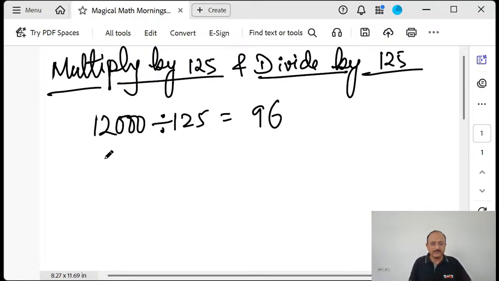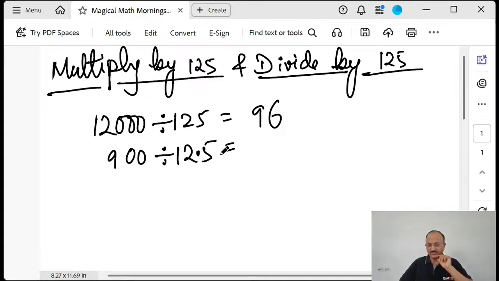Let's do this. 900 divided by 12.5. Try this. First, you convert 12.5 into 125 by shifting one place forward. Then 900 will become 9,000. Divide by 1,000 into 8. Quickly, it is 72. Yes, you're right. Very simple, correct?